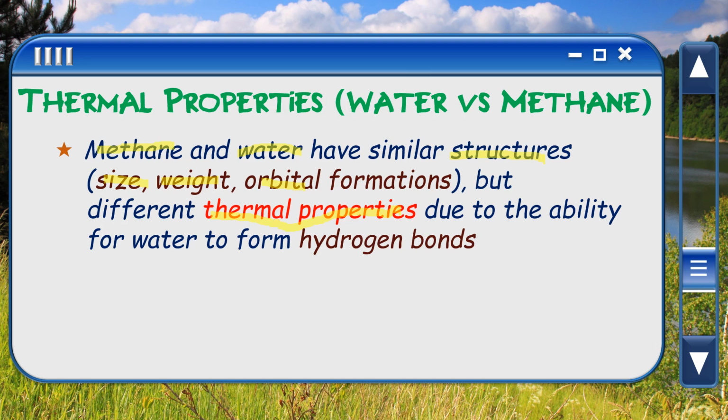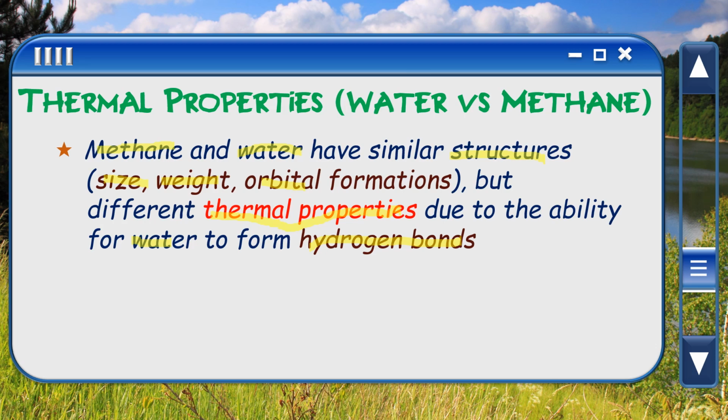But why do they have different thermal properties? This is due to the ability of water to form hydrogen bonds. Because water can form hydrogen bonds between its molecules, it has a higher thermal property, meaning that to break those hydrogen bonds, you need a lot of heat energy compared to, I mean, compared to methane.